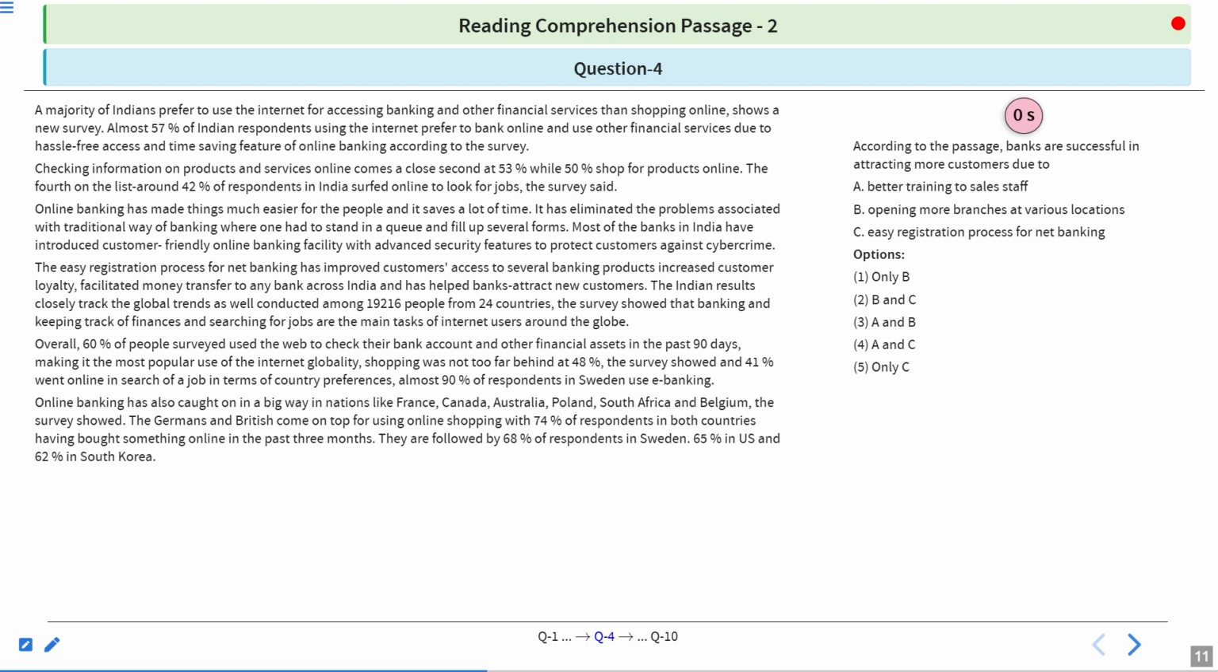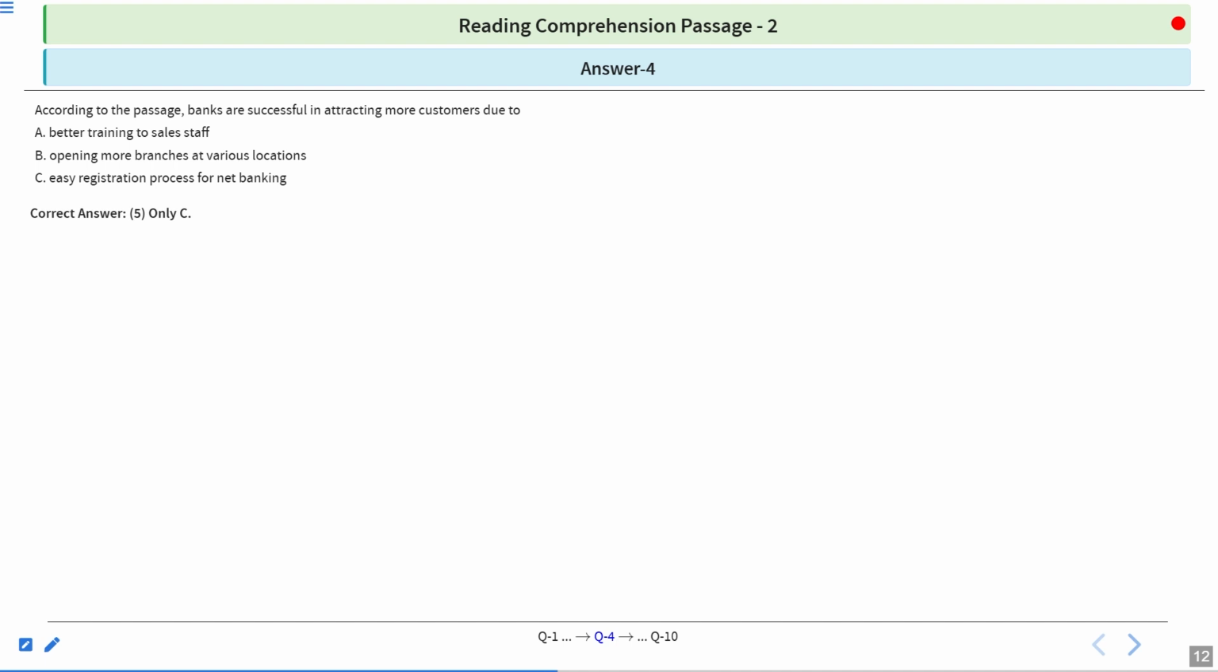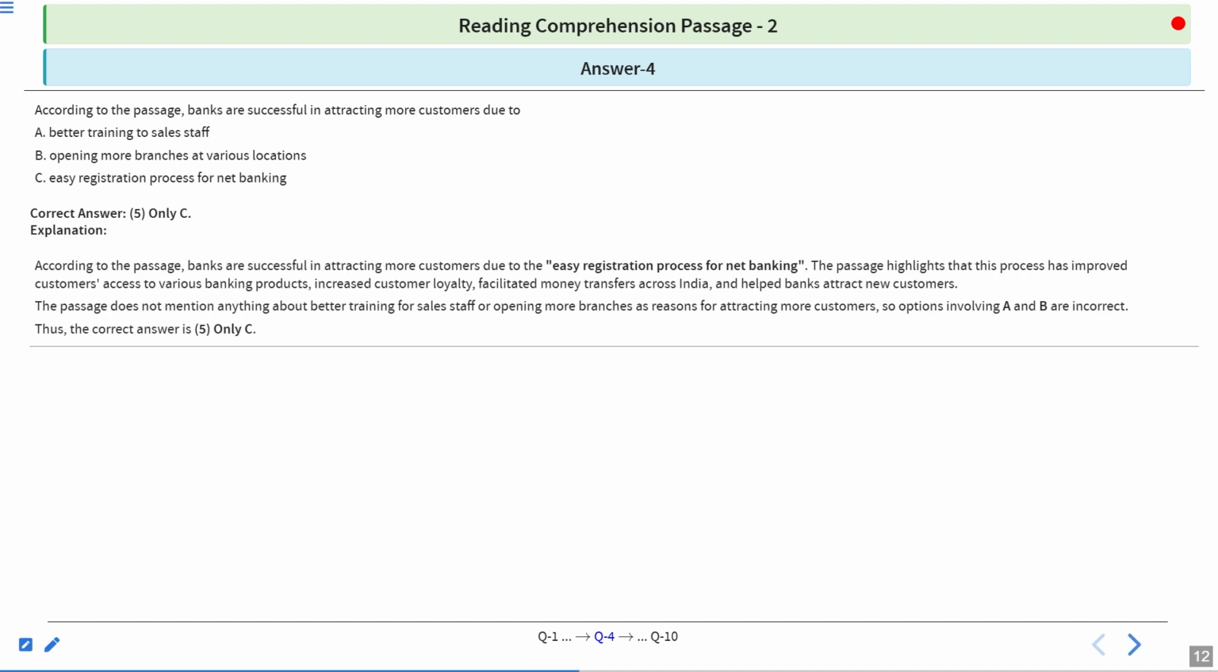I hope you have understood. Let's move to the correct answer. The correct answer is 5, only C. And the explanation is, according to the passage, banks are successful in attracting more customers due to the easy registration process for net banking. The passage highlights that this process has improved customers' access to various banking products, increased customer loyalty, facilitated money transfers across India, and helped banks attract new customers.